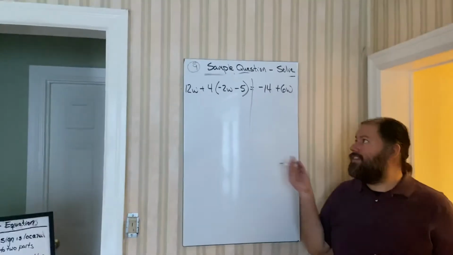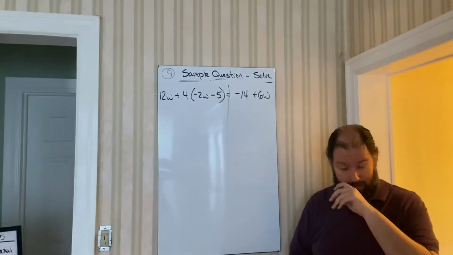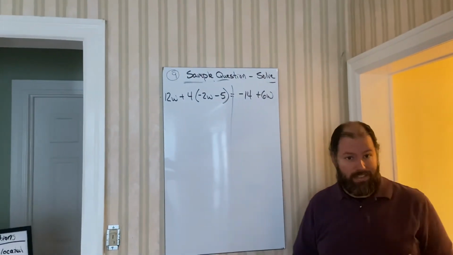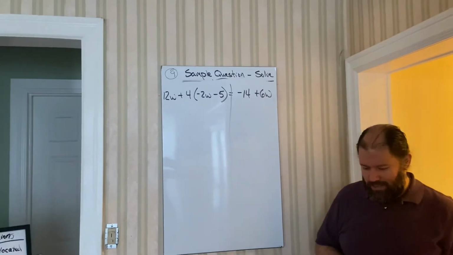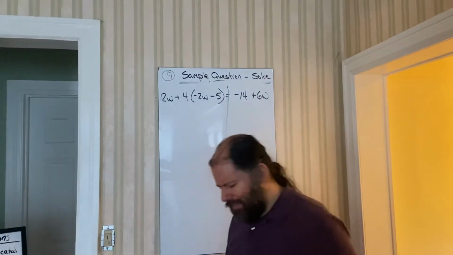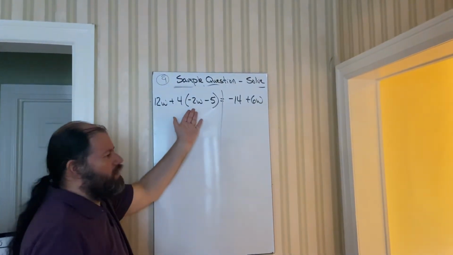So here we have our sample question number 9, the last one that comes from section 2.2. Again, notice it still says solve, so I have the line where the equal sign is. Let's focus on just the left-hand side and see if we have to simplify. And I can definitely see, yep, we have to simplify because we got a set of parentheses. Get rid of this first.